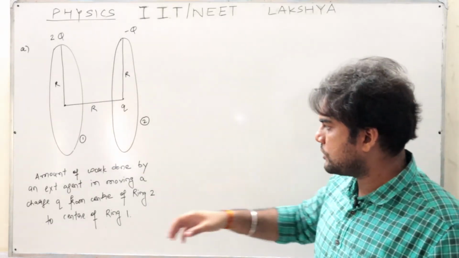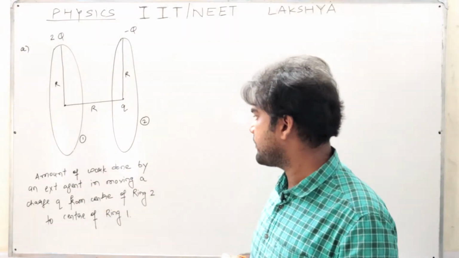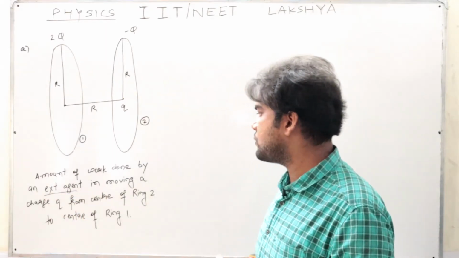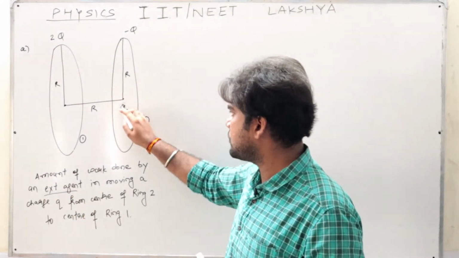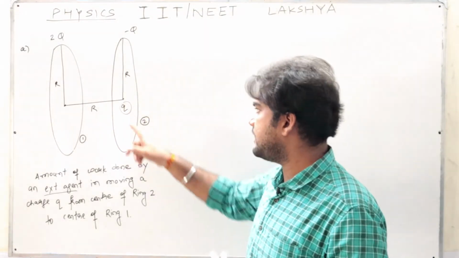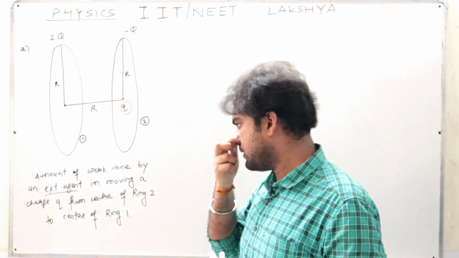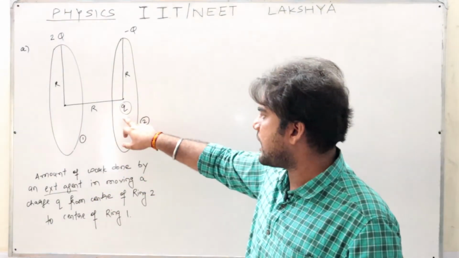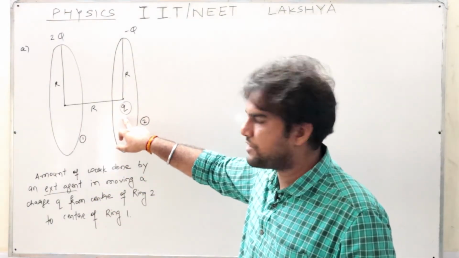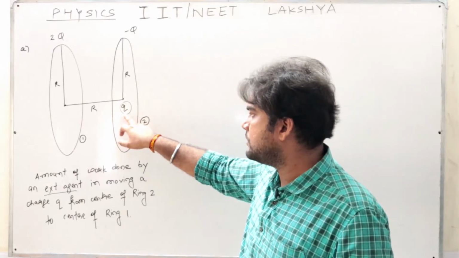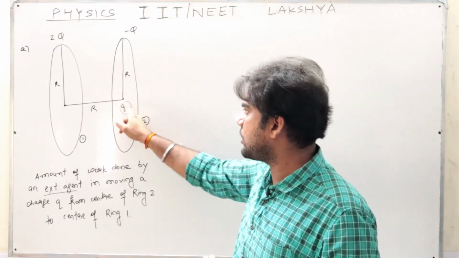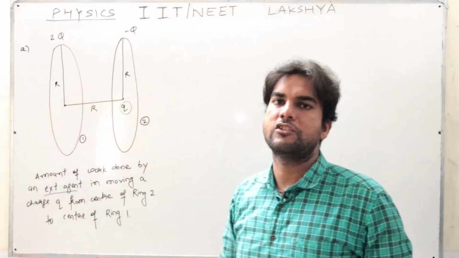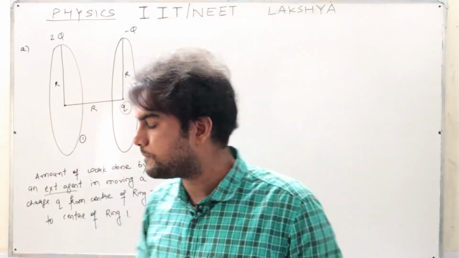Let us see what question they are asking. The amount of work done by an external agent in moving a charge q, which is kept at the center of ring 2, from the center of ring 2 to the center of ring 1. You can assume this charge q as a test charge. How much work has to be done? That is what is asked in this question.